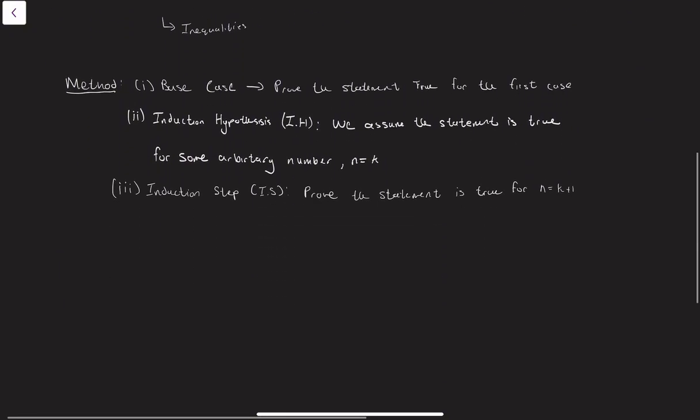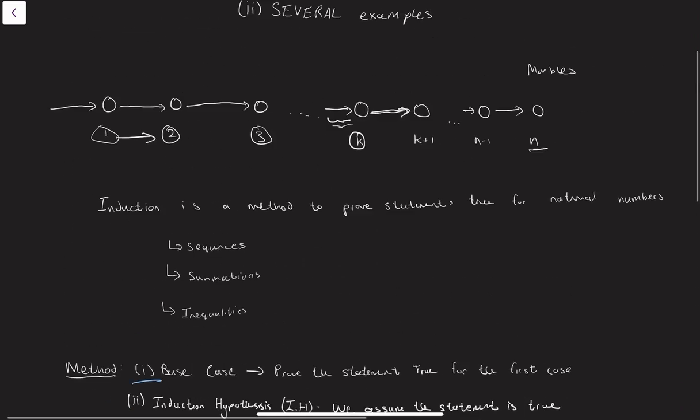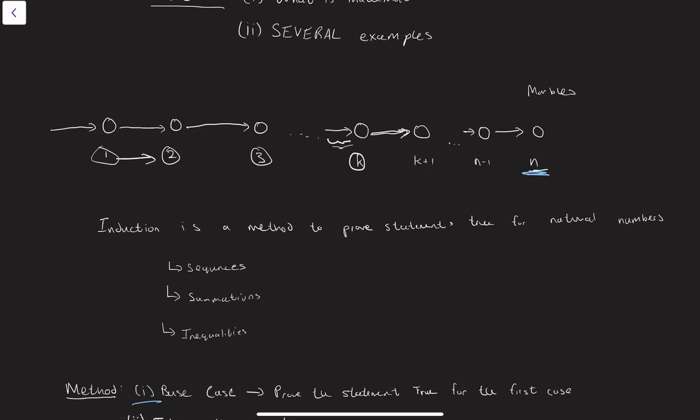And if this is the case, so if 1 and 3 are proven true, then the statement is true for all n. And I can represent for all as this shorthand, as I'll do for the rest of the video. But essentially, we're saying that if we can prove that the base case holds and the induction step holds, then we can say that this works for all n. We can go all the way to the nth marble.